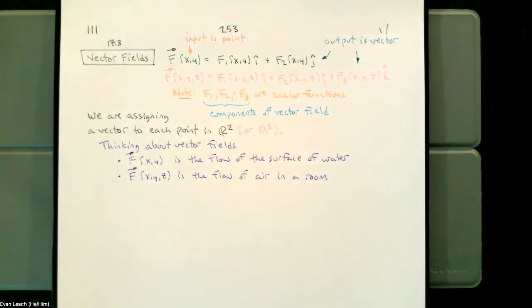This is the first place we want to stop when we are thinking about vector fields. Just what's going on? What can we see? What do we see in the flow on the surface of this water? What do we see in the flow of the air? That's our first stop. Think about how things are flowing in our vector field. What is the vector field doing to the water or the air?